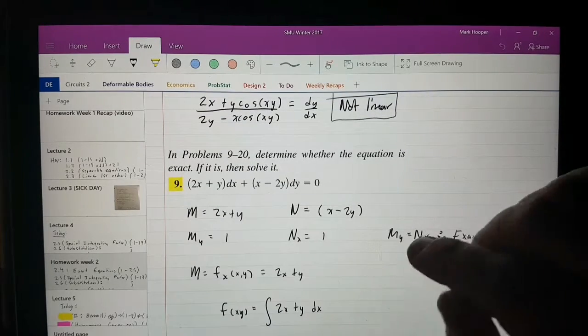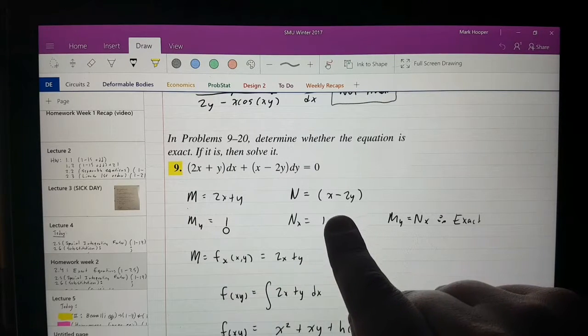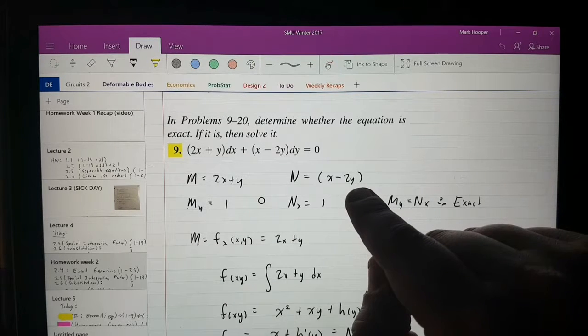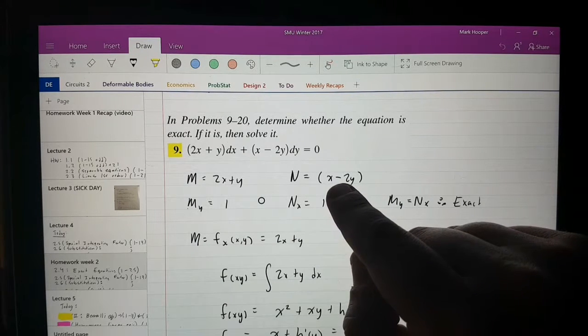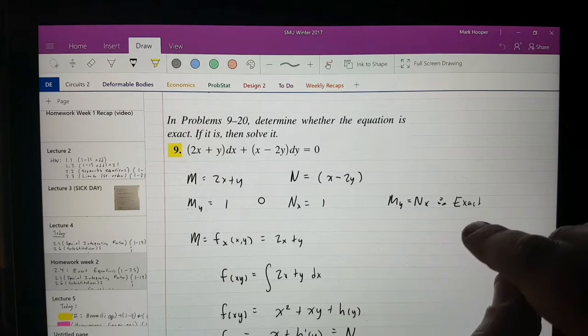Alright, so this is the one we want to do. I'm going to say M is this one, and N is this guy. M with respect to y just becomes 1, and then N with respect to x, there's a single x, so it just becomes 1, so they're exact.